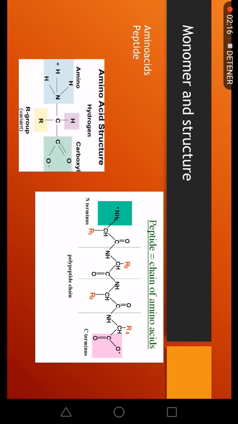The monomer of proteins are amino acids. There are 20 types of different amino acids. When amino acids are joined in a chain, they form what is known as a peptide.